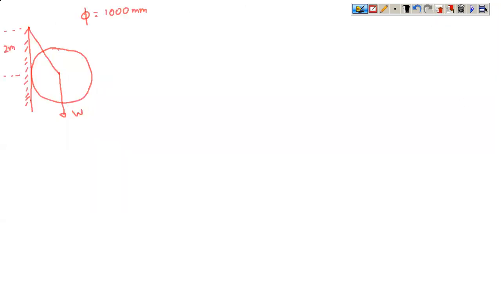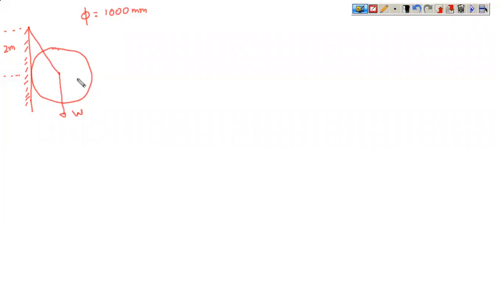Now coming to the next problem. In this next problem, the discussion related to all the problems we can do at a later stage today only. So coming to the next problem, a ball of diameter 1000 mm, and this length is 2 meters, is hung like this. Now you need to find out the tension in this wire.